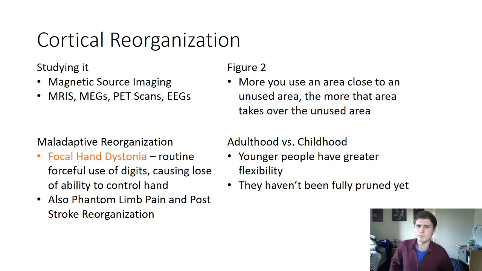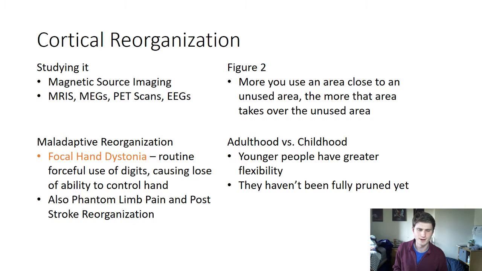The gist is that the more you use an area close to an unused area, the more that used area takes over the unused area. So here's an example that we talked about in class. Let's say I have my friend Joe. I just cut off Joe's arm. Well, Joe is actually feeling pretty lucky because even though I cut off his arm, he's no longer needing the area of his brain in the somatosensory cortex for his arm because he's not getting any signals from his arm. So areas that are close to the arm are represented on the somatosensory cortex.